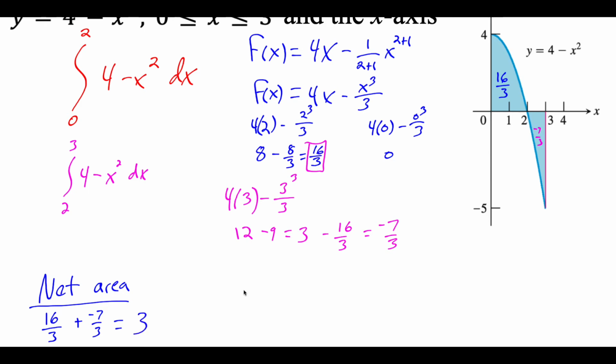Now, if we want the total area, then actually what we're going to do is take the absolute value of each one of these. We don't care if it's positive or negative. We just want to put it all together to get the total area.